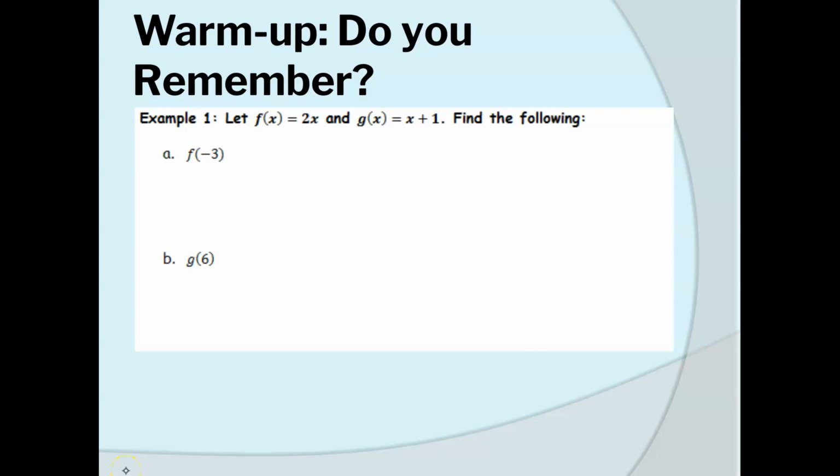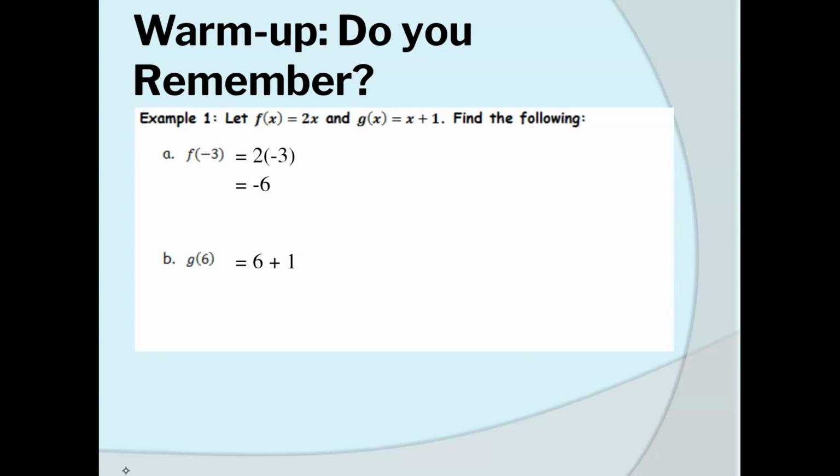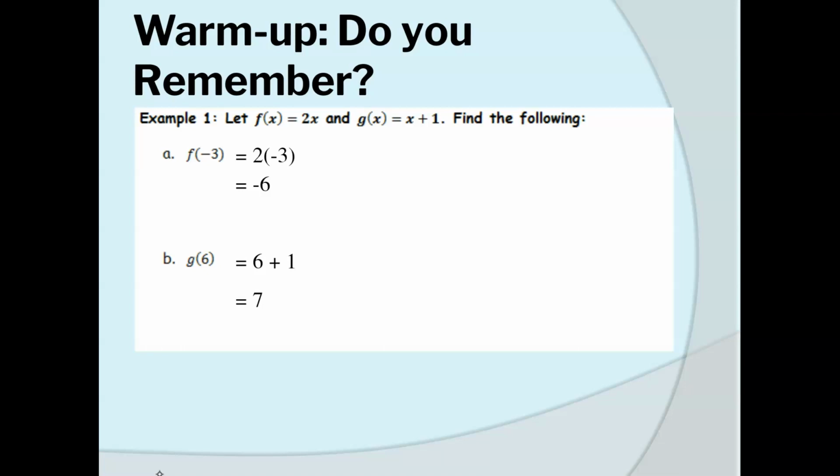All right, we are moving on to chapter 7, and we are starting the second part of chapter 7, section 1, which is composition of functions. So what we're going to do is review chapter 7, part 1, which was plugging in values of a function. So f of negative 3 came from plugging in negative 3 to f and getting negative 6. And then g of 6 came from plugging in 6 to g. And that gave us 6 plus 1, which was 7.